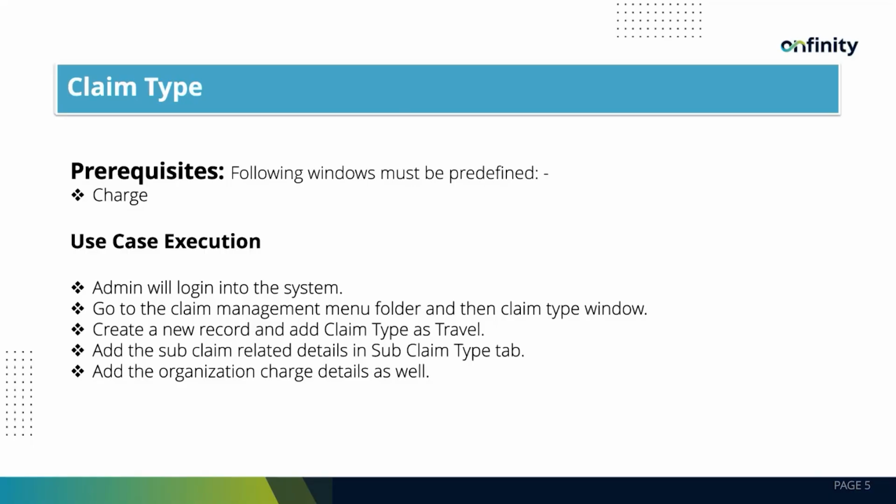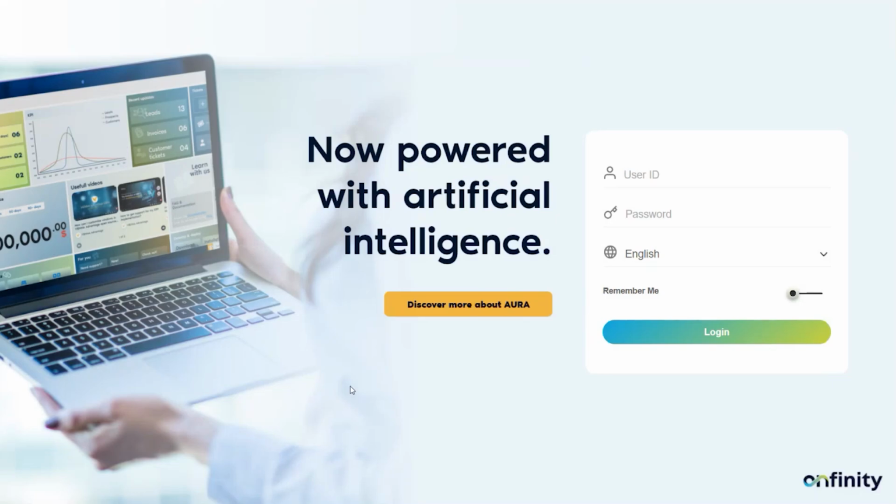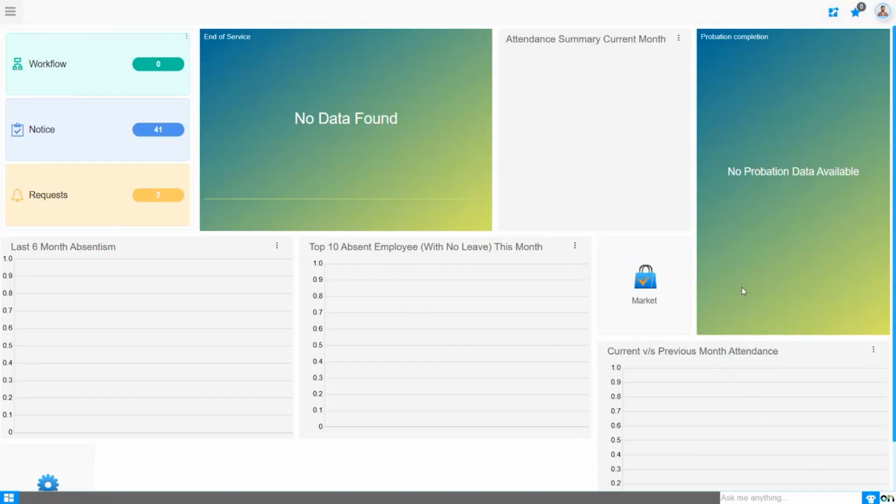Let's now proceed with a system walkthrough. This is the login screen where the administrator enters their user ID and password, then clicks Login. Upon successful login, the administrator is directed to the home page, where various widgets are displayed. It is important to note that these widgets will display data only after transactions have been performed. Currently, our focus remains on the configuration process.